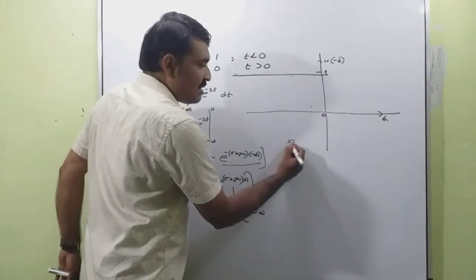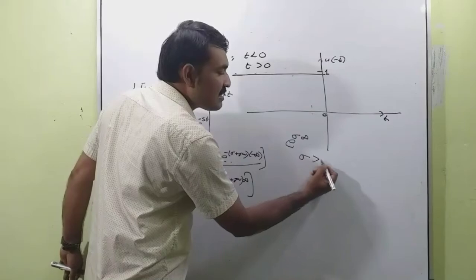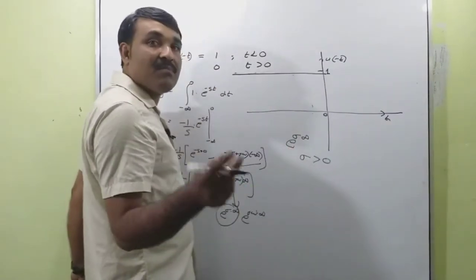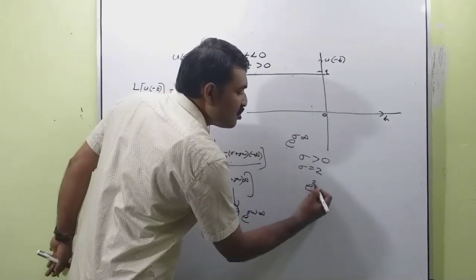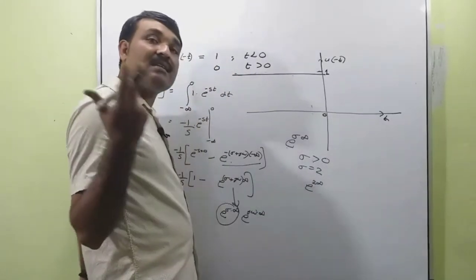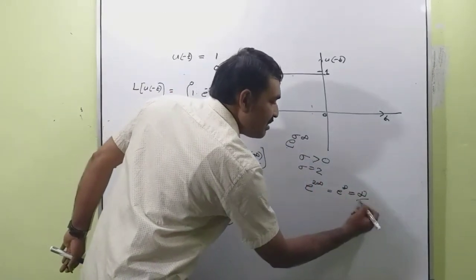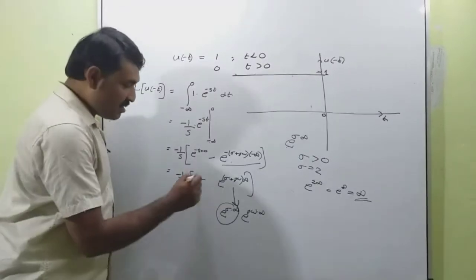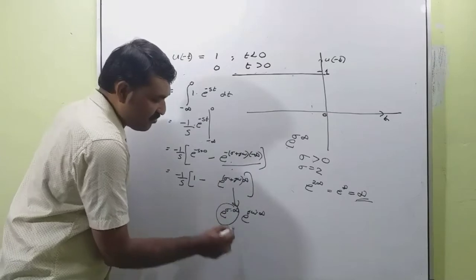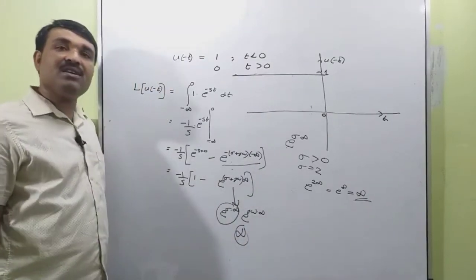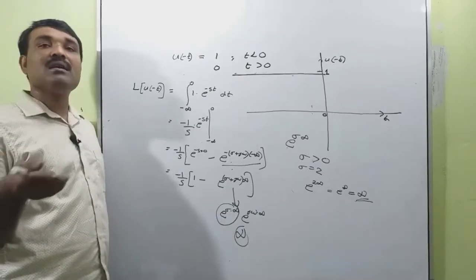I am writing that term here, e raised to sigma into infinity. If sigma is greater than 0, for example sigma is equal to 2, this becomes e raised to 2 into infinity. 2 into infinity is again infinity, so that is equal to e raised to infinity, which is equal to infinity. So what happens? This becomes 1 minus infinity; this entire term becomes infinity. So 1 minus infinity is infinity, which is not defined, or does not exist.